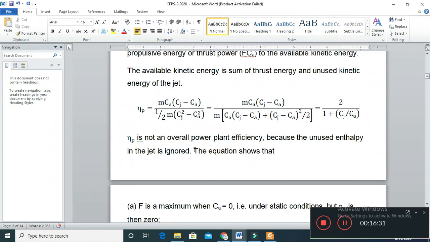So propulsion efficiency is not the overall efficiency. In the next few slides, other efficiencies are discussed which will show the overall efficiency of the aircraft power plant cycle.